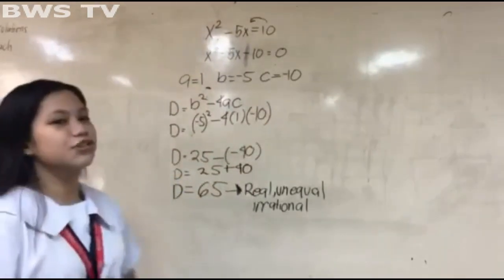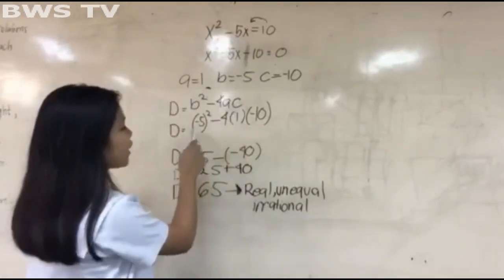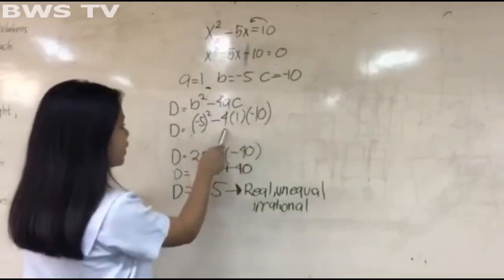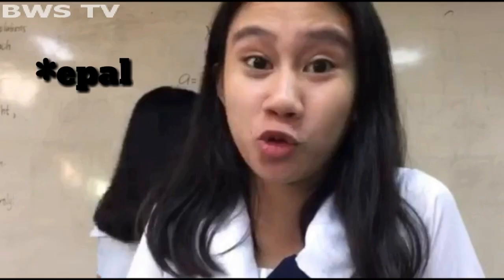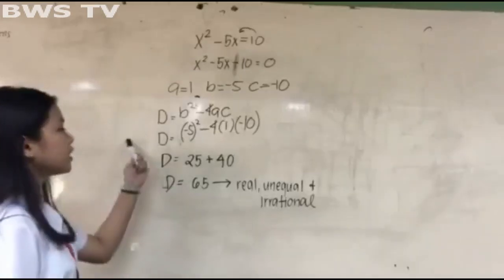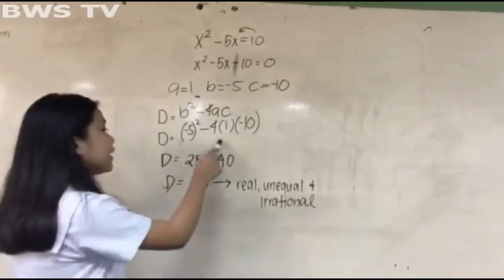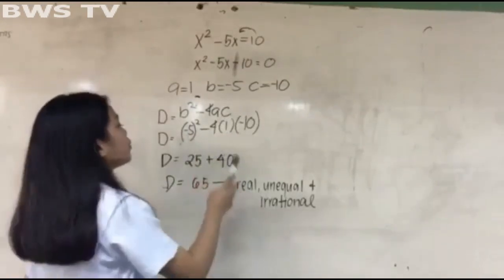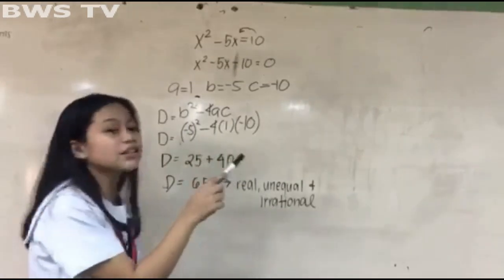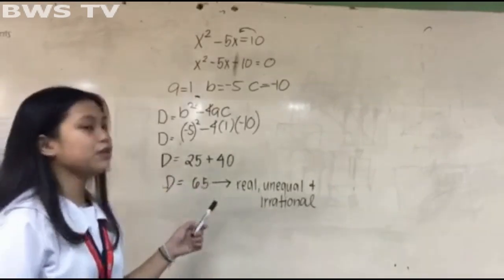So we then start using our formula, which is b squared minus 4ac. So b squared here is negative 5 squared minus 4, then a, which is 1, c, which is negative 10. So for this part, we will now multiply. Negative 5 squared is equal to positive 25. When you multiply negative 10 times positive 1, it will become negative 10. But when you multiply negative 10 times negative 4, the answer will be positive 40. So we will add 25 plus 40. 25 plus 40 is equal to 65.